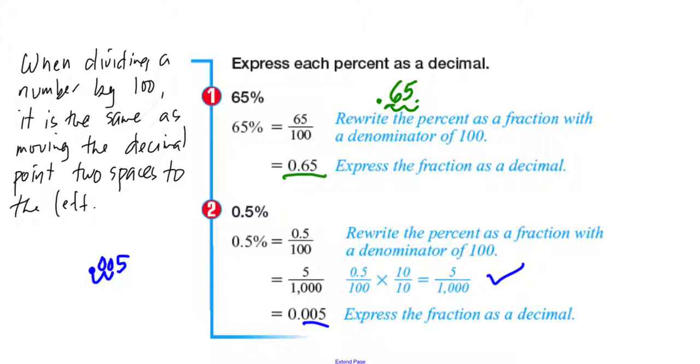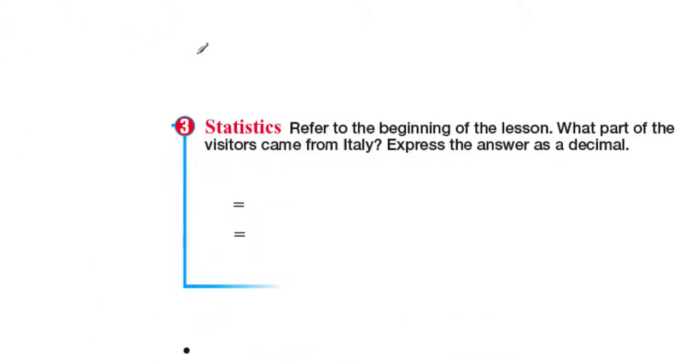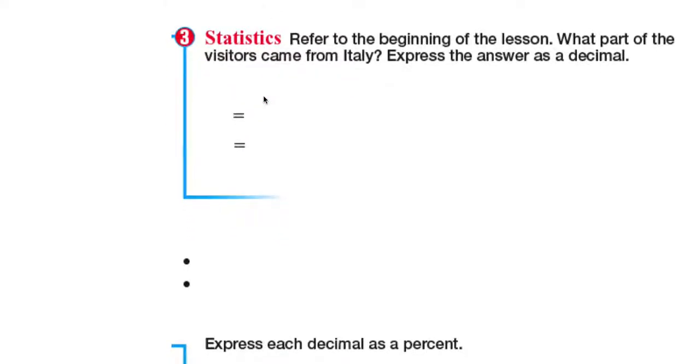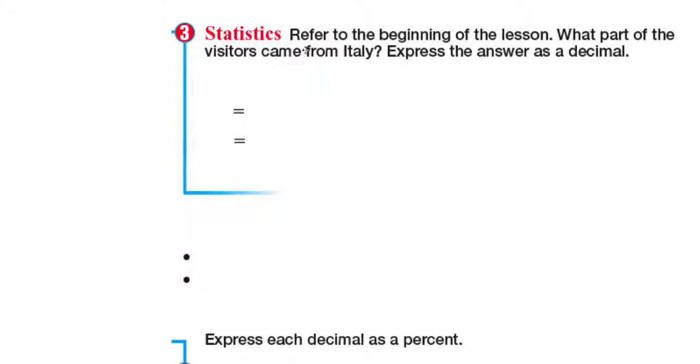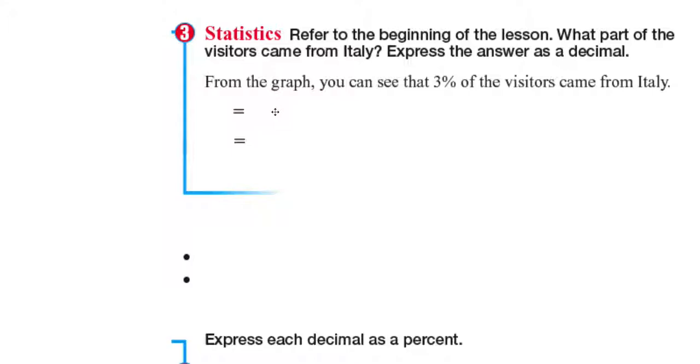Let's take a look at example number 3. Refer to the beginning of the lesson. What part of the visitors came from Italy? The visitors that came from Italy is equivalent to 3%. So 3% of the visitors came from Italy.